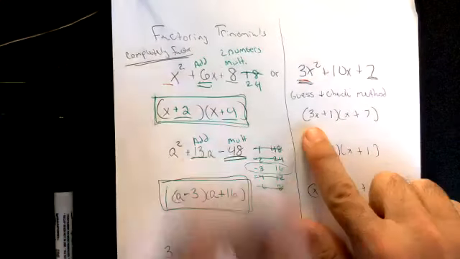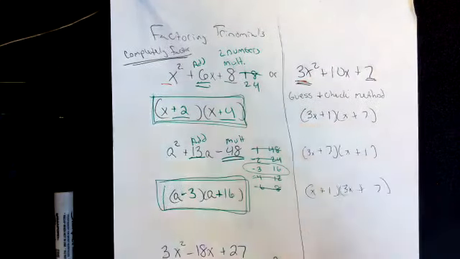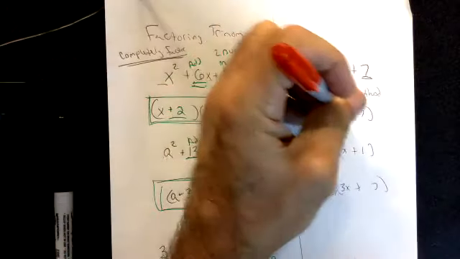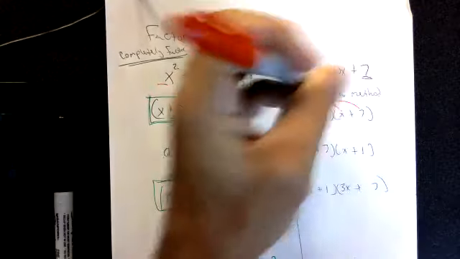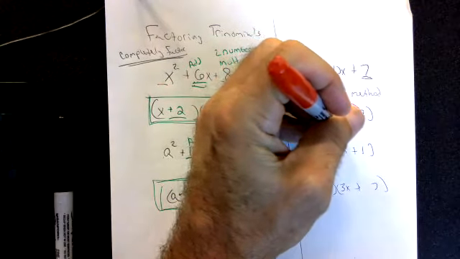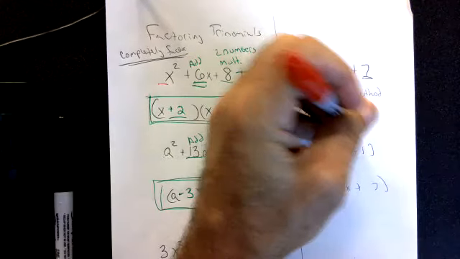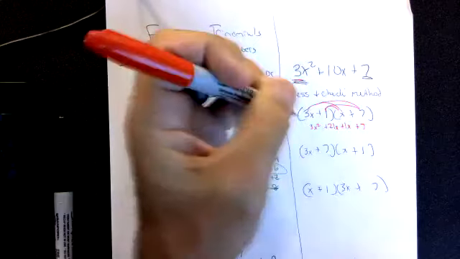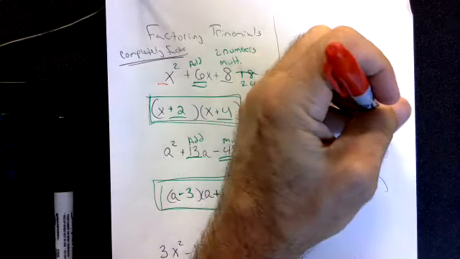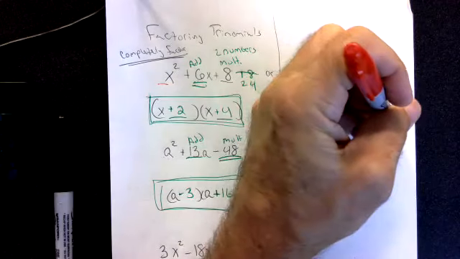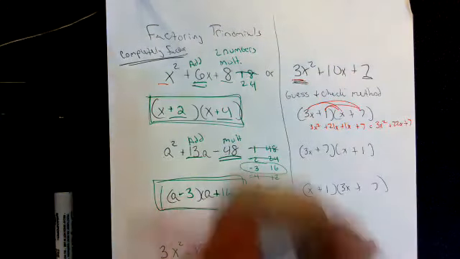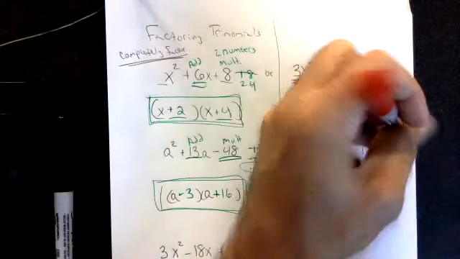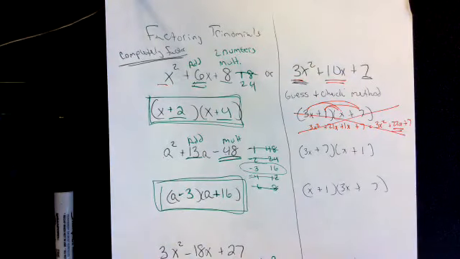Okay, for example, if we multiply this one out, 3x times x is 3x squared. 3x times 7 is 21x. 1 times x is 1x. 1 times 7 is 7. So this gives you 3x squared plus 22x plus 7. Okay, we need to get a 10 here. We got a 22 here. So this one is not the right answer.